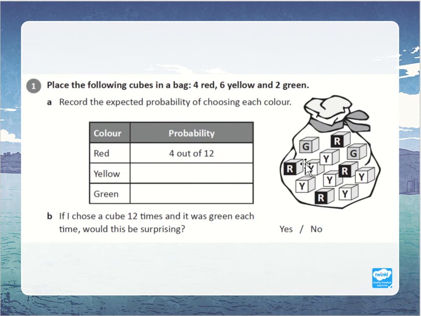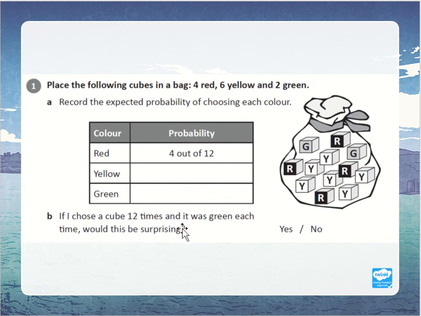So see if you can figure out the yellow. How many yellow cubes are there? And then what is it out of, so the total. Okay, so what is the probability of yellow? And then you're going to figure out what the probability of green is. For example, green, there's 2 cubes, so the probability of green would be 2 out of the total, which is 12. So that's what I would write there.